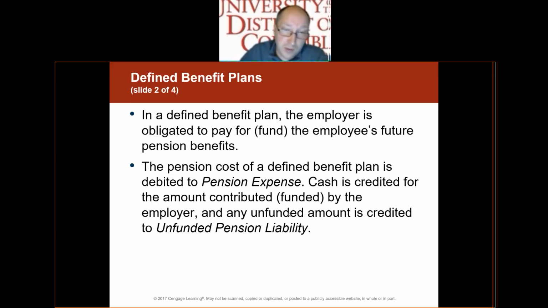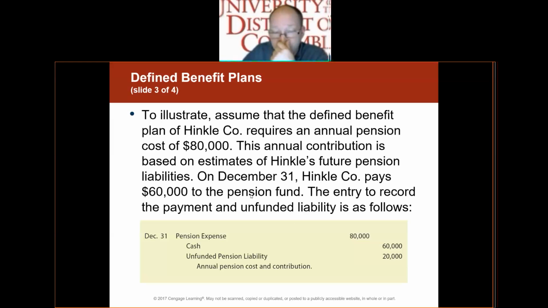And if there's a future problem with it, in other words, we can't cover the cost of that plan anymore, we then credit an unfunded pension liability, which hopefully never happens. It happens once in a great while. Here's an example. Our company requires an annual pension cost of $80,000. And the cost is just for us to even offer the plan, right? This annual contribution is based on estimates of future pension liabilities.